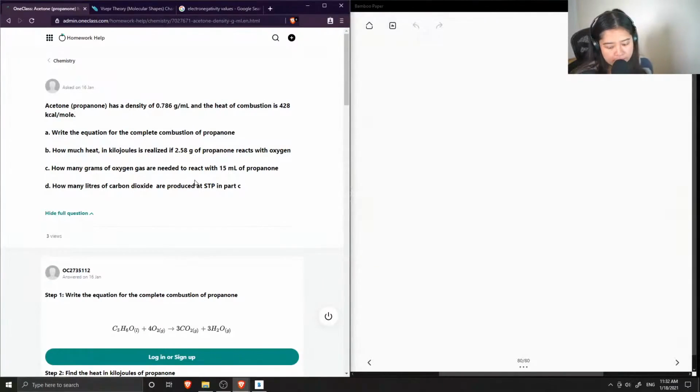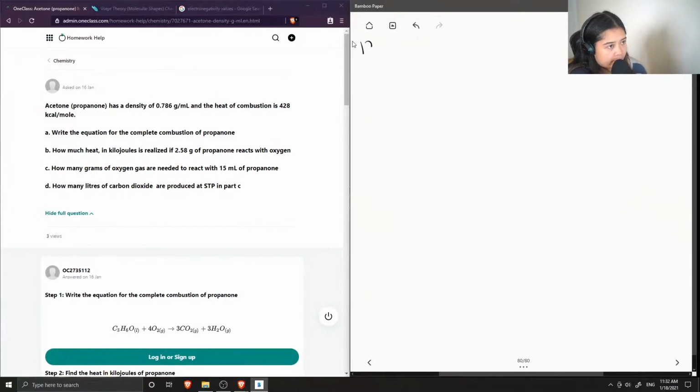Okay, so now we're on to question number 12, which is a multi-step question. So we have acetone or propanone has a density of 0.786 grams per milliliter, and the heat of combustion is 428 kilocalories per mole. Part A is to write the equation for the complete combustion of propanone.